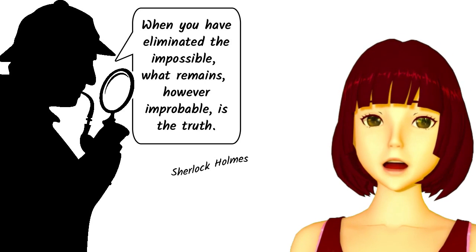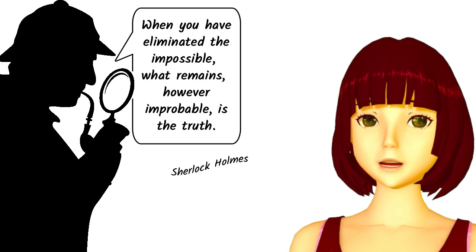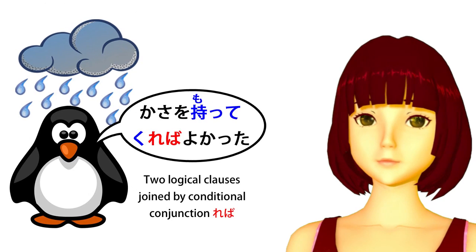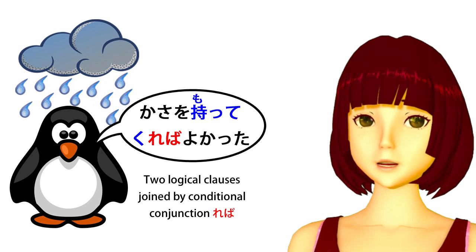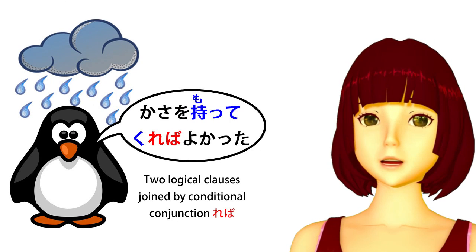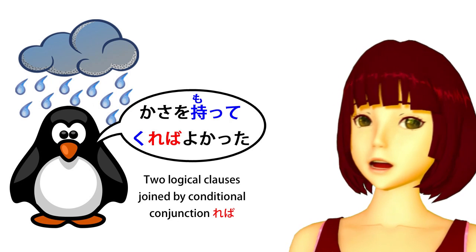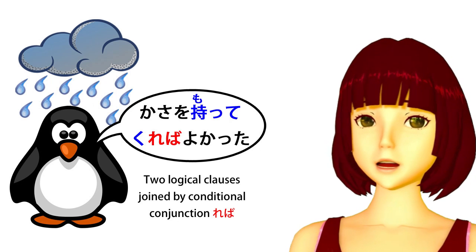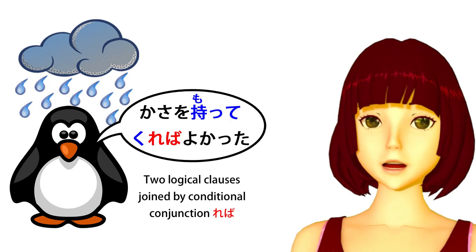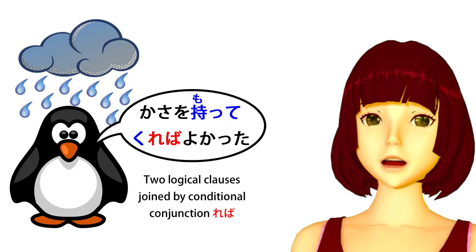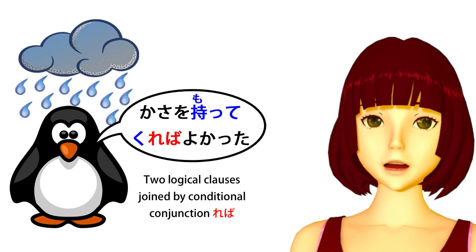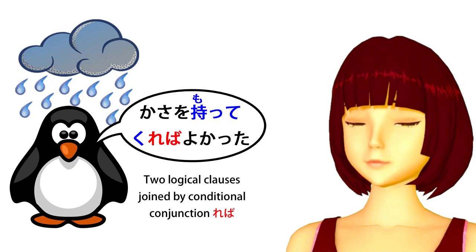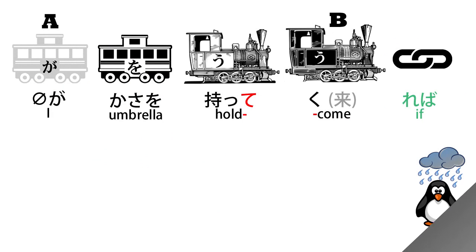I'm going to take a simple conditional sentence that we used before. Kasa wo motte kureba yokatta, which means I should have taken an umbrella. I wish I'd taken an umbrella. What it literally means is, if I had taken an umbrella, it would have been good. Now, we can see the first logical clause easily, can't we?